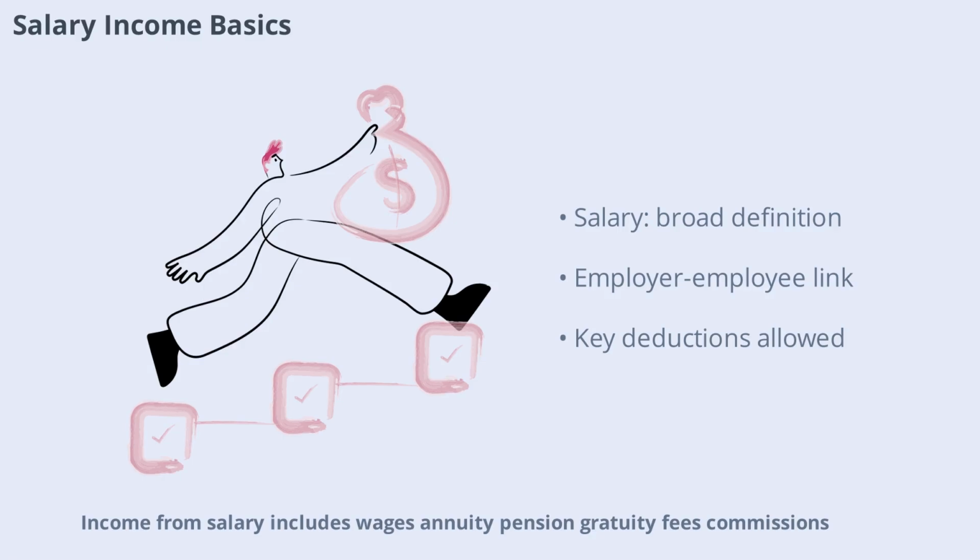Income from salary includes wages, annuity, pension, gratuity, fees, commissions, perquisites, and more. For tax purposes, salary is taxed on a due or receipt basis, whichever is earlier. There must be an employer-employee relationship. The computation starts with gross salary and allows for specific deductions under Section 16, such as standard deduction, entertainment allowance, and professional tax.